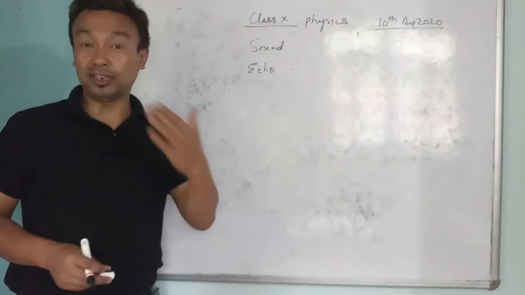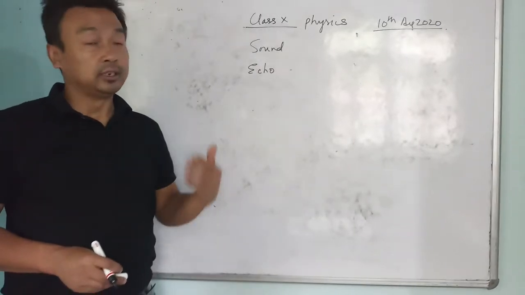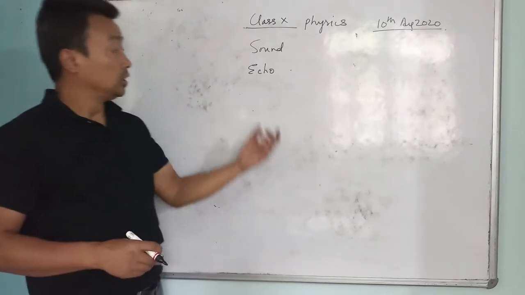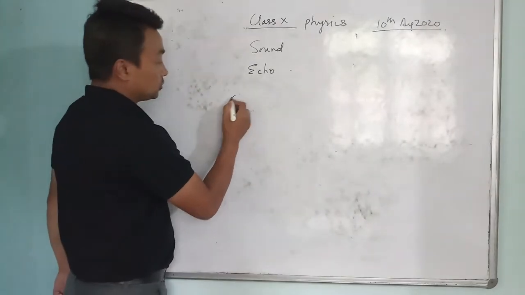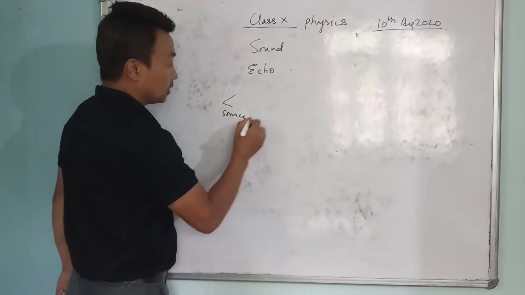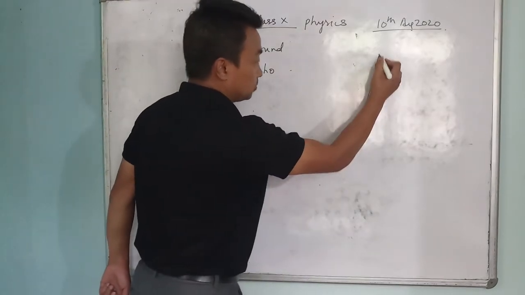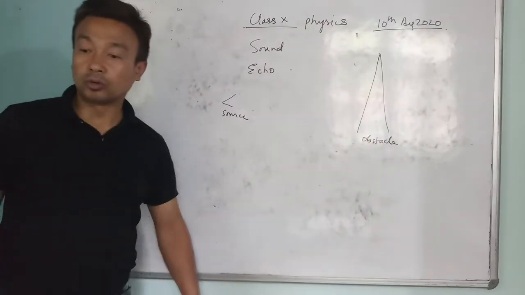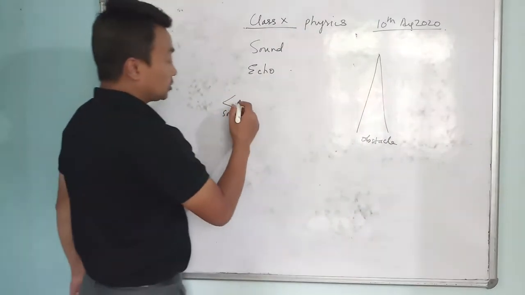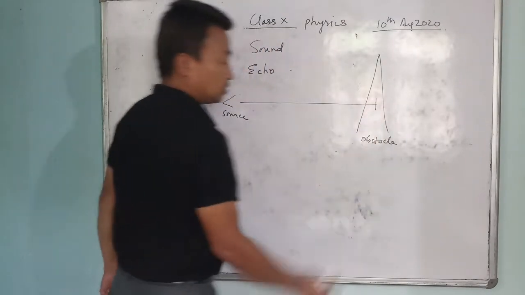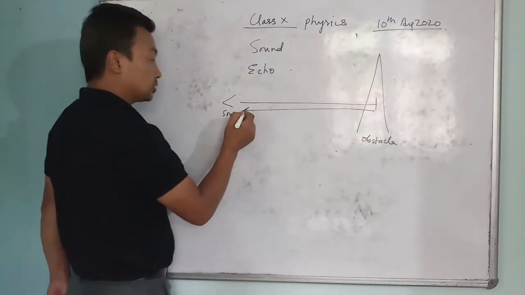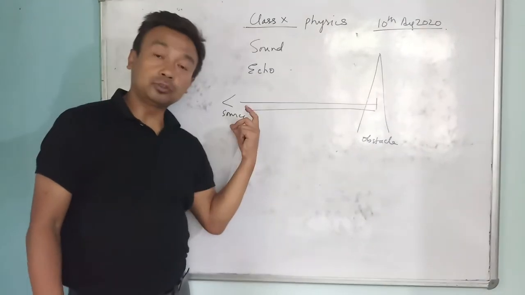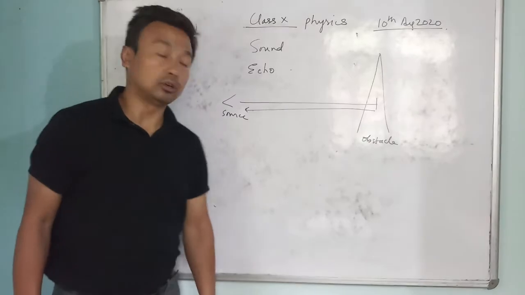Echo is a reflection of sound after it strikes an obstacle. Suppose we have a source of sound here and an obstacle here. The sound travels, hits the obstacle, and returns. In this way an echo is produced, after the original sound has ceased or stopped.